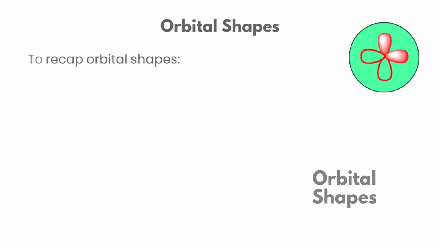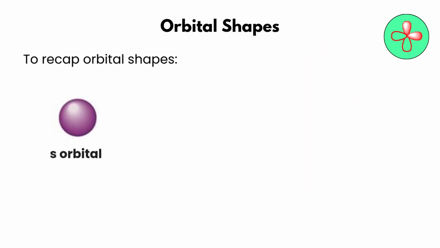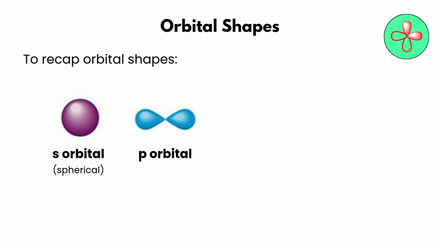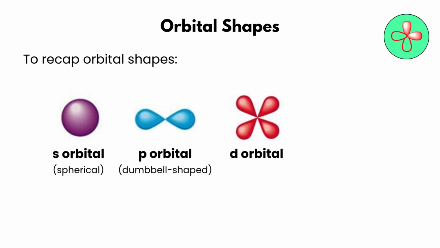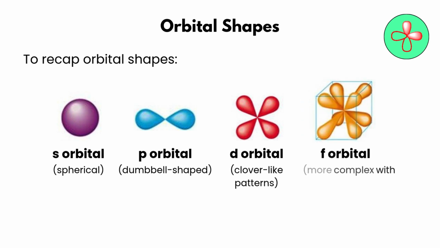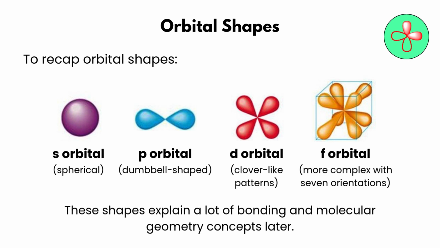Orbital shapes. To recap orbital shapes, s orbitals are spherical, p orbitals are dumbbell-shaped, d orbitals have 5 orientations with clover-like patterns, and f orbitals are even more complex with 7 orientations. These shapes help explain bonding and molecular geometry later on.